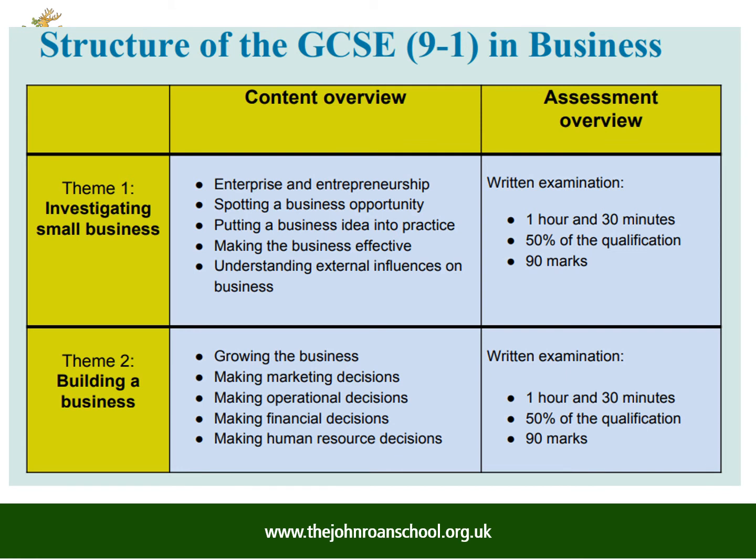At the end of year 11, students will be sitting for 2 papers, paper 1 and paper 2. Paper 1 covers all the content of investigating small business, which was learned in year 10. Paper 2 will cover all the content of theme 2, which is growing a business, which was learned in year 11.